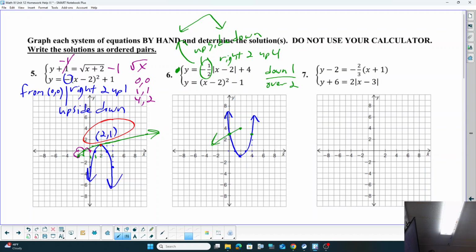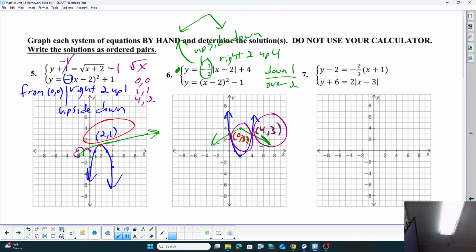Easy peasy, lemon squeezy. So we have an intersection right there at 0, 3. And then this one here is over 4, up 3. I'll do it in red. This intersection here is 0, 3. And then in purple, this intersection right here is 4, 3. And those are our two answers. Boom, boom.